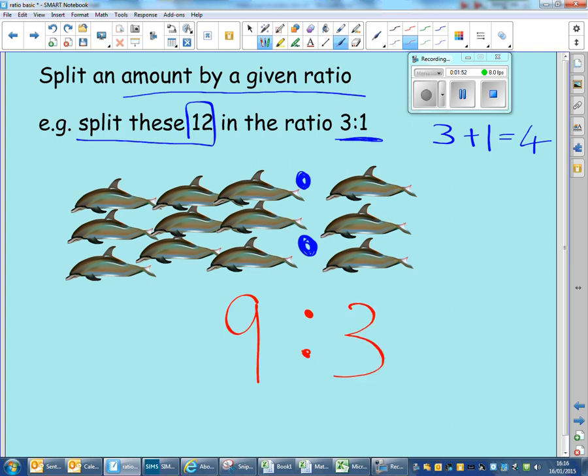Ways to check that we've got this right. First of all, we can say 9 plus 3, that equals 12. That was the original amount of dolphins. And then we can say 9 to 3. If we simplify that ratio, what do we get? That's 3:1, which is exactly what the question asked us in the first place. So we know we've got that right. Fantastic. I'll give ourselves a big tick for 9 to 3 just there.